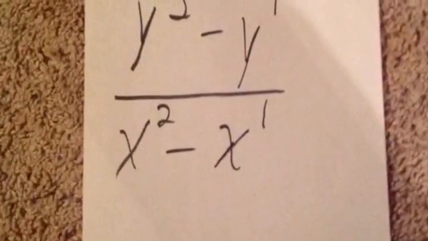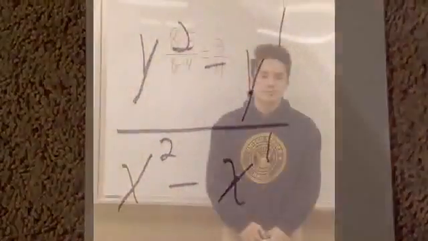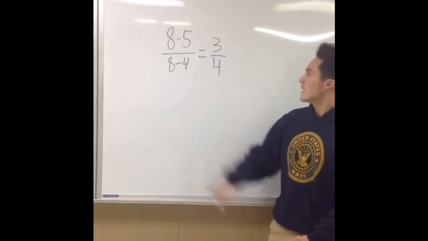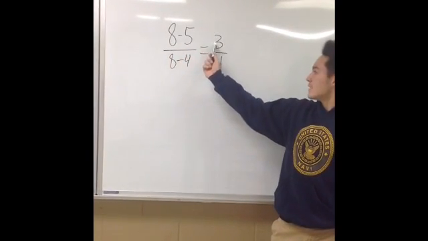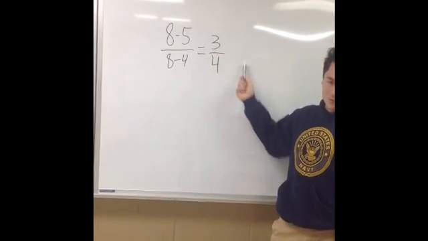Use y2 minus y1 over x2 minus x1 to find the slope. Now we can find our slope by plugging the 2 points in. 8 minus 5 is 3, and 8 minus 4 is 4. So our slope comes out to be 3/4.